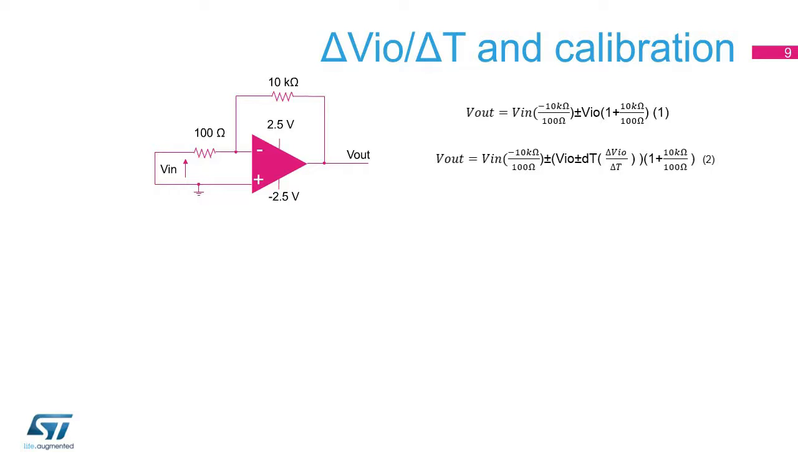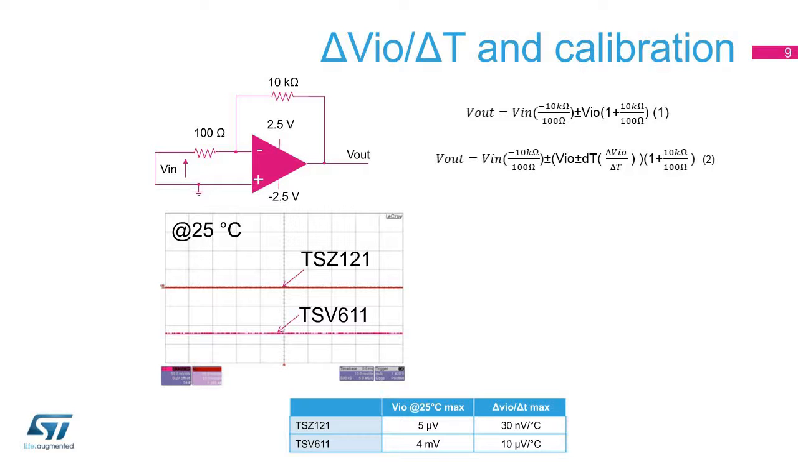In this schematic, VIN equals 0 as the inputs are grounded, so the output of the op-amp reveals the VIO multiplied by -101. This slide compares two amplifiers, the TSV611, a standard CMOS op-amp with a maximum VIO of 4 millivolts, and the TSZ121, a chopper op-amp with a maximum VIO of 5 microvolts. At 25 degrees Celsius, we can see that the TSV611 shows an output offset of -125 millivolts, whereas the TSZ121 is close to 0 microvolts.